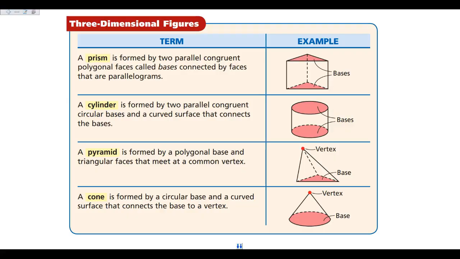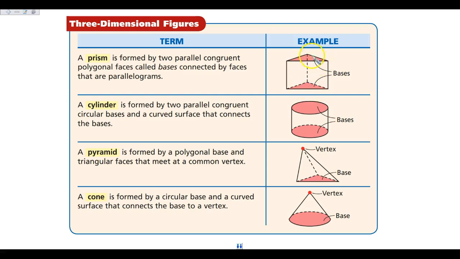So let's take a look. We have 4 different types of main three-dimensional figures. There is one other, a sphere. We'll get to that a little later. But the first one we're going to look at is a prism. A prism has 2 bases. And the bases in a prism can be any shape that's not a rectangle.